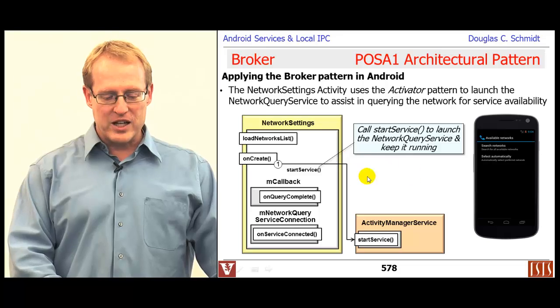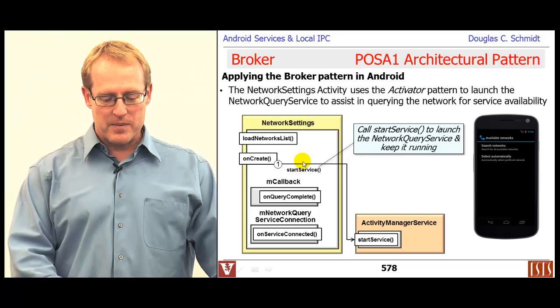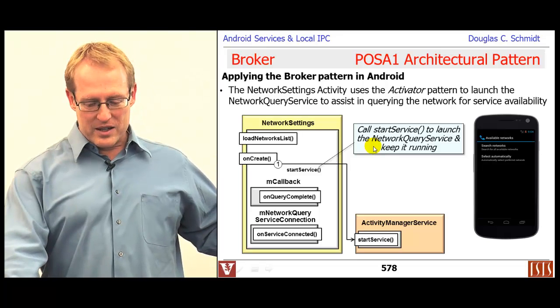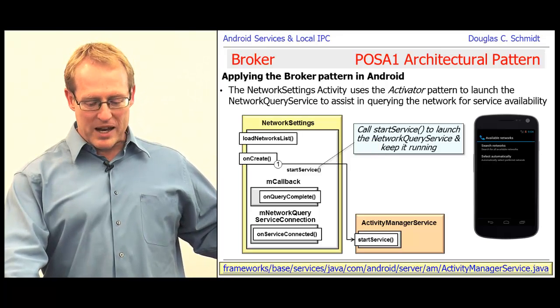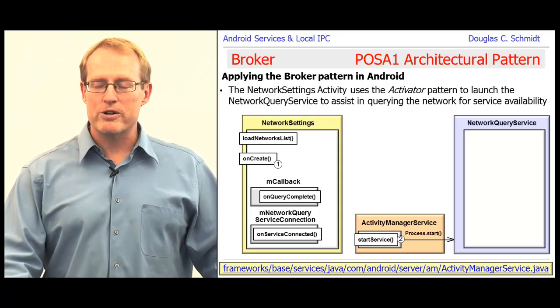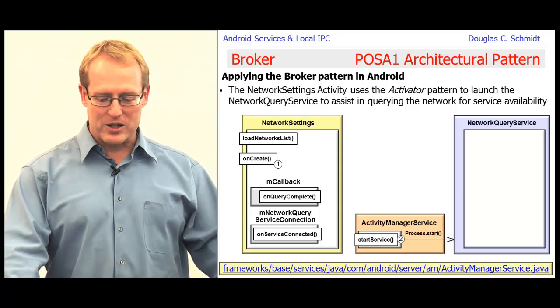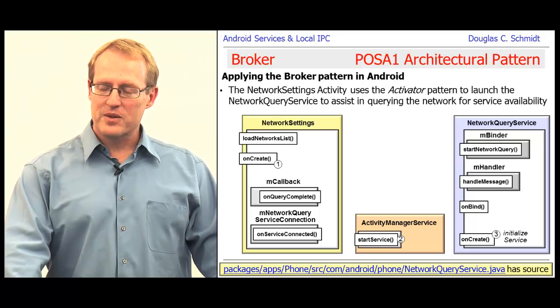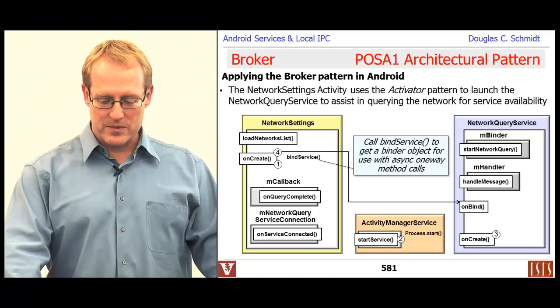There's an activity side of this thing called network settings, and that invokes start service, and that causes the activity manager service to go ahead and start up the network query service using the activator pattern that we talked about before. And then that goes ahead and initializes that particular service.